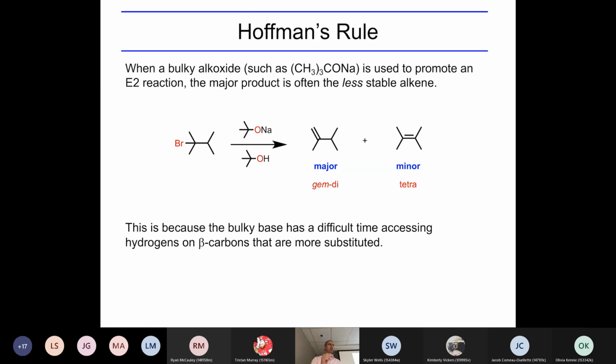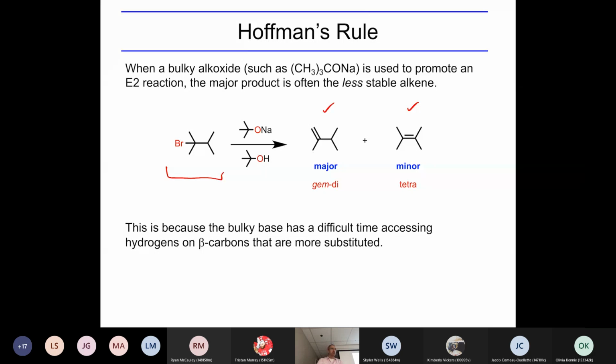And so what they do instead, if you have a bulky alkoxide, is pick off the hydrogens that are most exposed, which typically gives you the least substituted product. So in this example, we have a tertiary alkyl halide. You could make the tetrasubstituted product, or you could make the gem-disubstituted product. The major product here is the gem-di, and not the more stable minor product. So that rule flips when you use a bulky alkoxide. And I'll show you why that is the case.